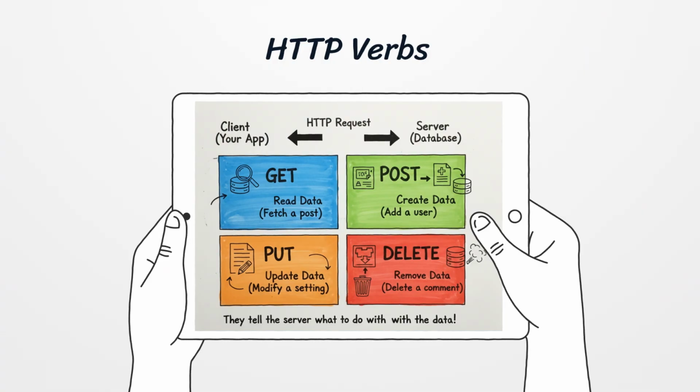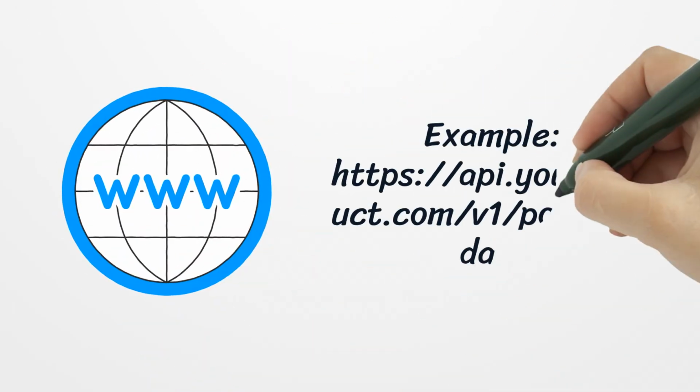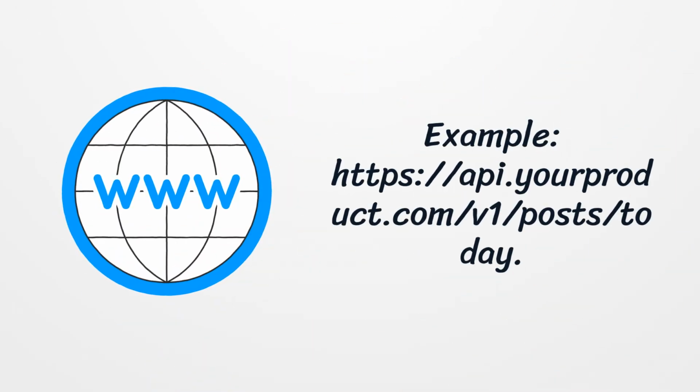Get, retrieve data, e.g. get a product list. Post, create new data, e.g. submit a new order. Put, patch, update existing data, e.g. change a user's address. And delete. The endpoint. This is simply the specific URL where the API is located and ready to receive requests.